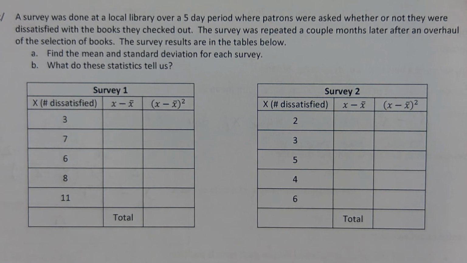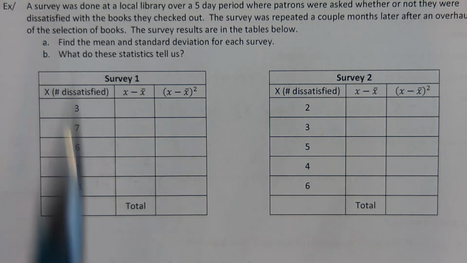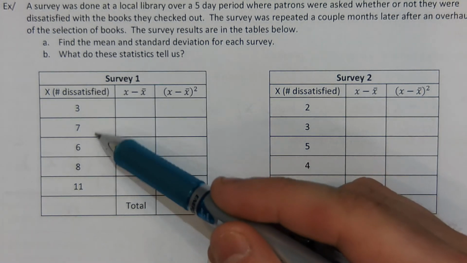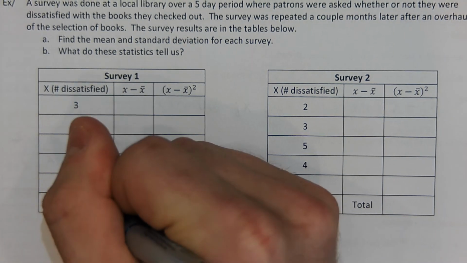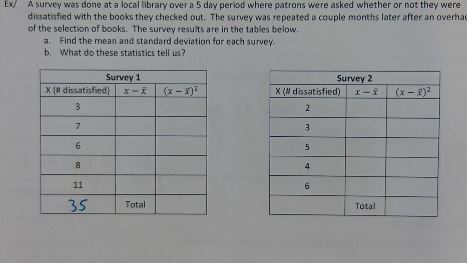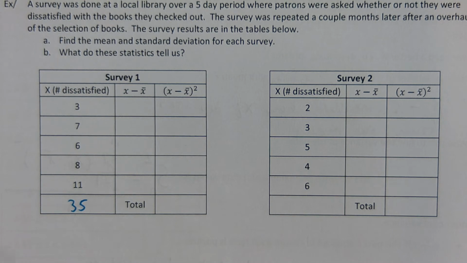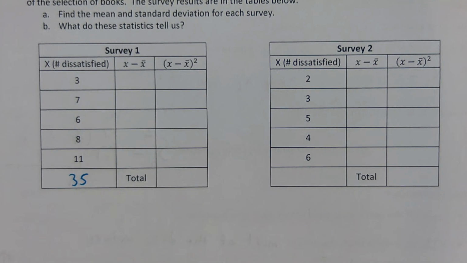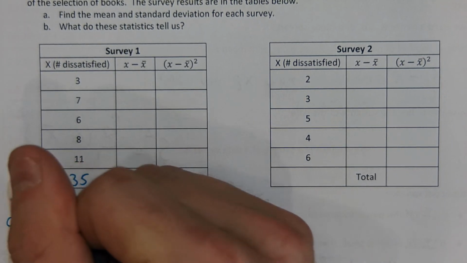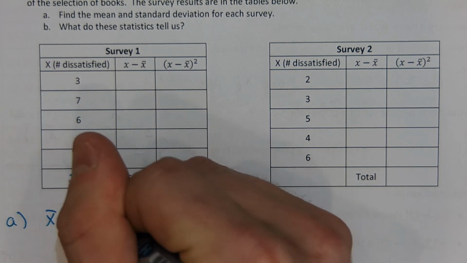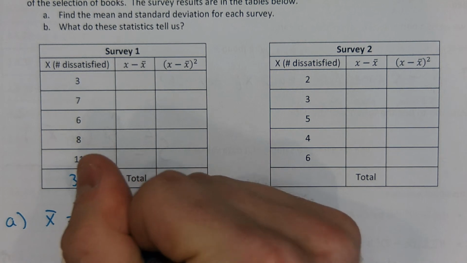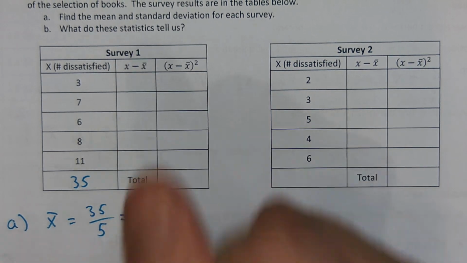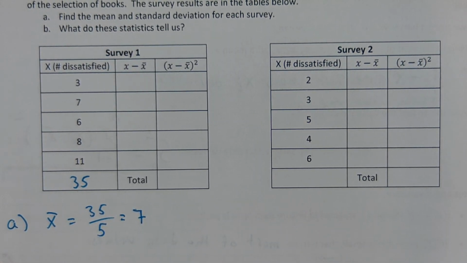All right, let's see. I'll go back to blue. I like blue. 3 plus 7, 6, 8, 11. That is 35 unhappy people. Well, A says find the mean. X bar is going to be our 35 unhappy people that we found across those 5 days, so we are getting an average of 7 unhappy people per day.